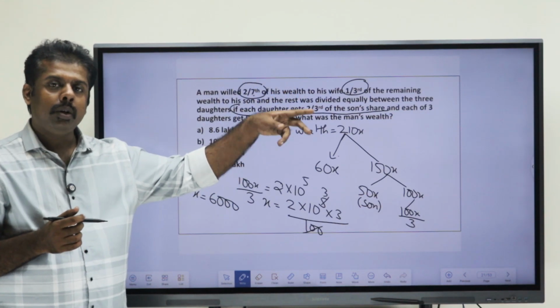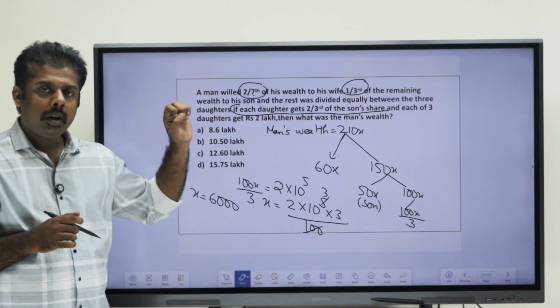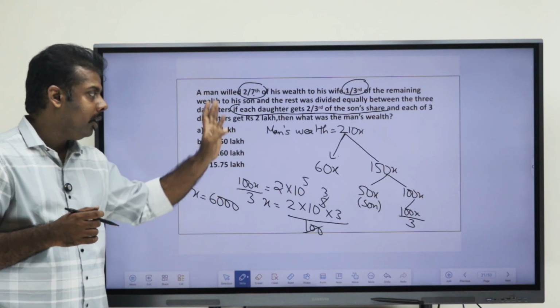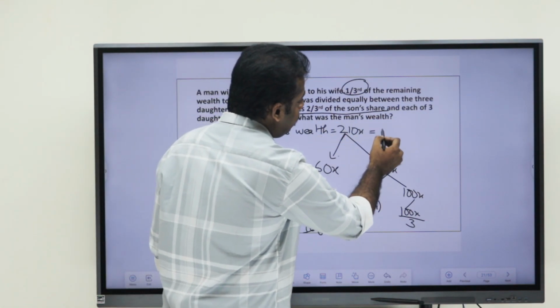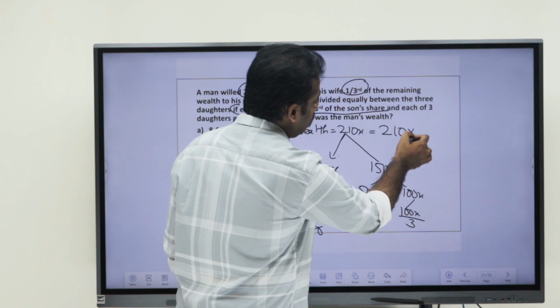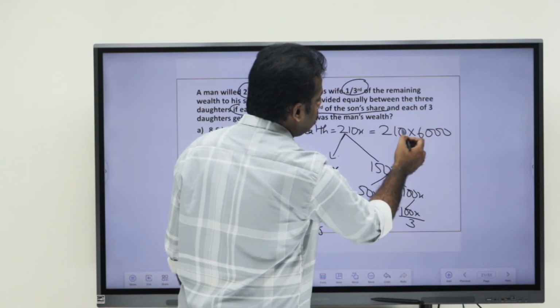We have assumed it as 210x. So that point is not relevant here. You can directly connect the value. Okay. So the final answer has to be what? 210 into 6000.